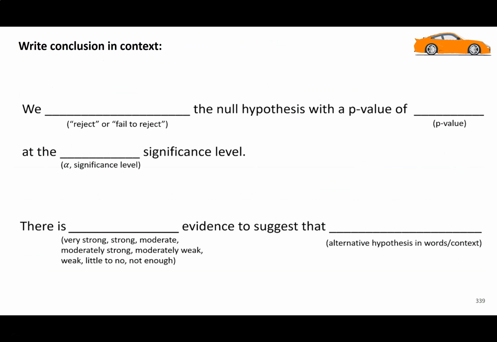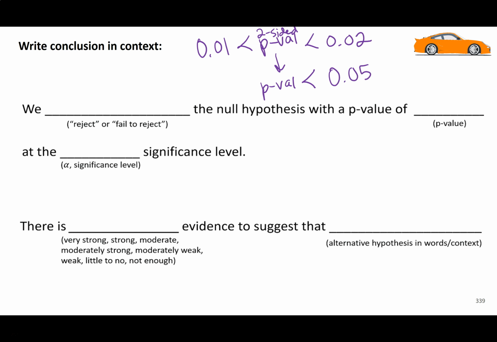So things to note, my p-value, it's 0.01, so two-sided, 0.02. So my p-value is going to be smaller than 0.05, right? So we're not going to intentionally give you a p-value range that has 0.05 in the middle of it. It's really funky. So we are going to reject. Our p-value is small, so we will reject the null hypothesis.